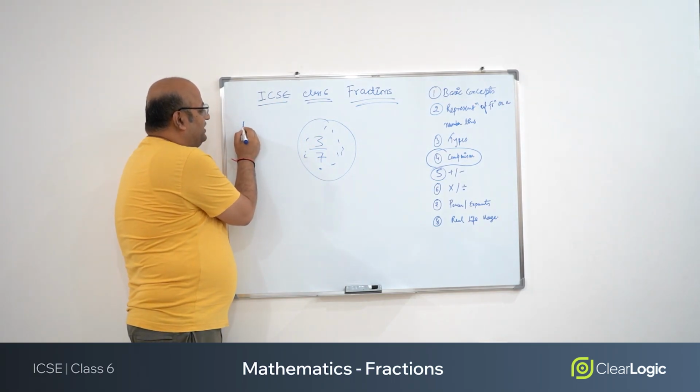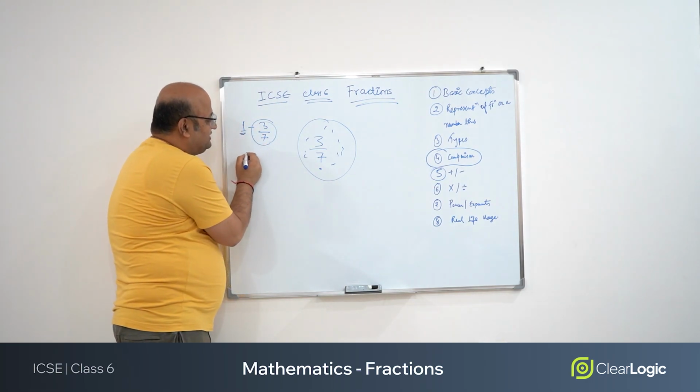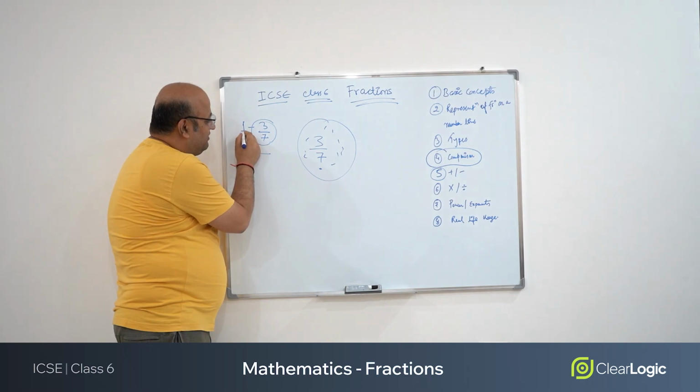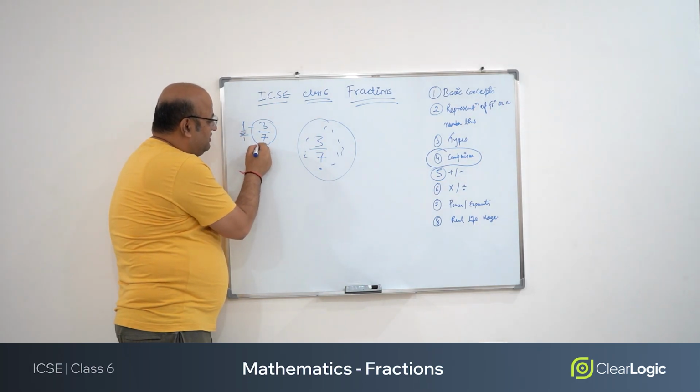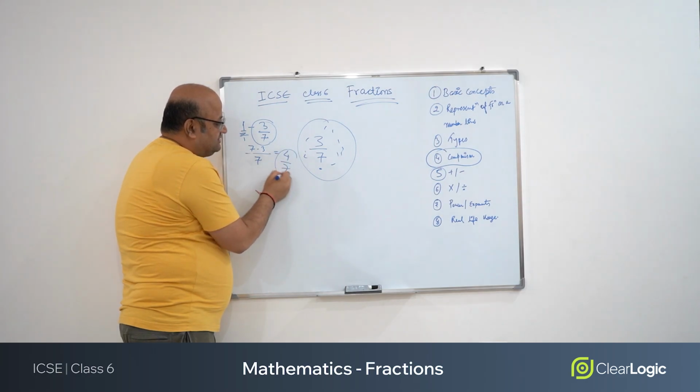The whole is always represented as 1. So 1 minus the 3/7 we took out. Again we take the LCM: 1 can be written as 1/1, so the denominator is 7. 7 minus 3, that is 4/7, is the answer.